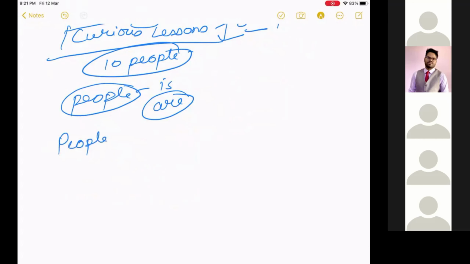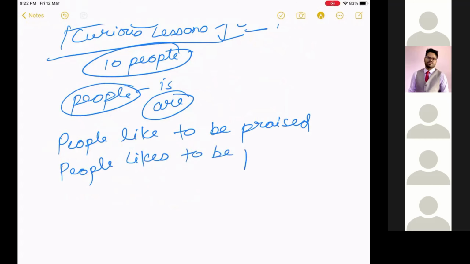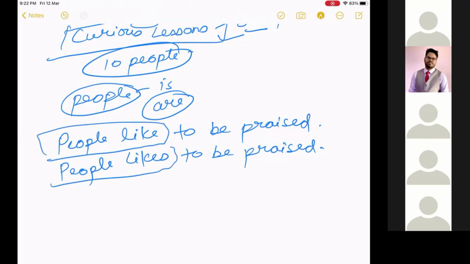For example, "people like to be praised" and "people likes to be praised". Please don't answer yet. Vaitika, which one is the right statement? People like to be praised, or people likes to be praised? People like to be praised.